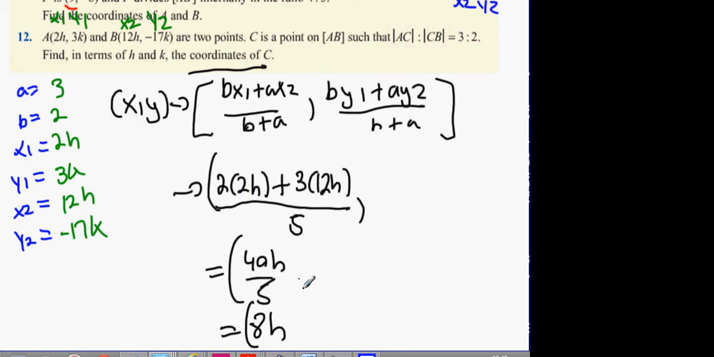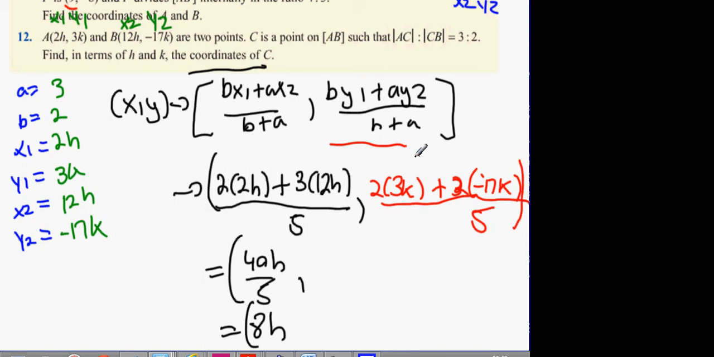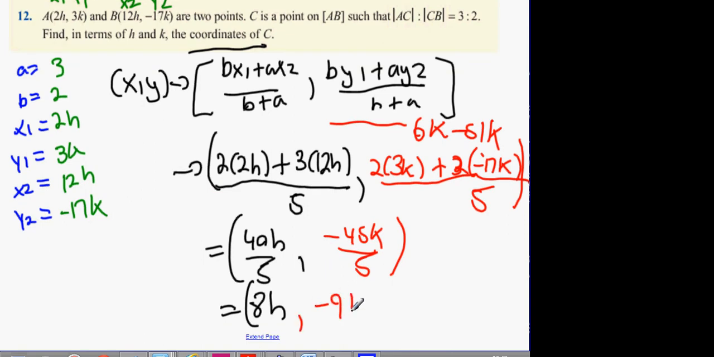Now we're doing the y coordinates. We do it in red. What we get here is 2 times y1, 2 times 3k, plus 3 times minus 17k. Sorry, it's 3 times, you're right, it wouldn't have worked otherwise. Minus 3 times 17k, all over 5. What that's going to get me is 6k minus 51k, which is minus 45k. Minus 45k divided by 5 is minus 9k. So minus 9k is the answer there.